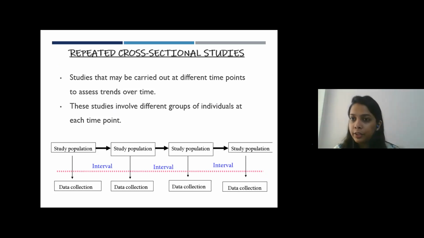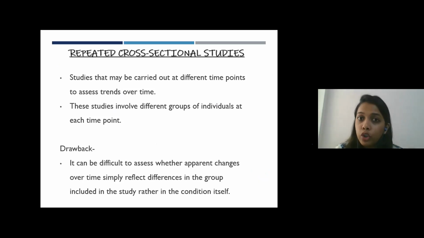So same thing I said, repeated is when you do it over a period of time with intervals, basically. The main drawback of a repeated cross-sectional study is it's difficult to see whether the change in the value you're getting every time you do it is actually related to how the disease is changing over a period of time, or whether there are different characteristics of the people who are a part of the study, and that's a drawback.